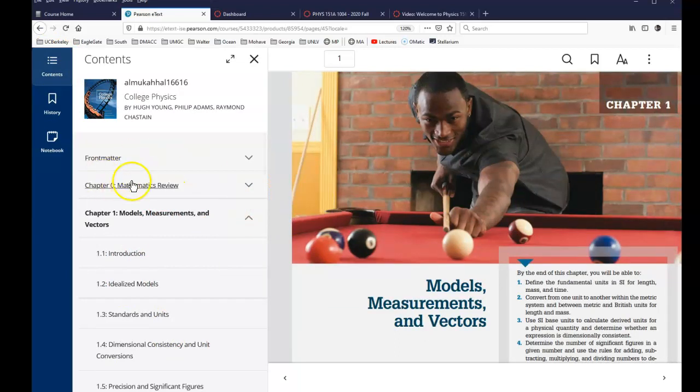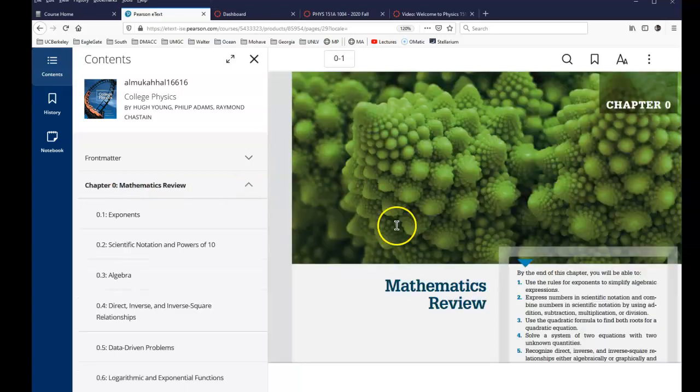table of contents. Chapter 0 right here is a math review. I'm not going to be covering it in our course, nor are you going to be tested on it. But it is optional for you. You can click there and look at those pages. It basically gives you all the math that you need for the entire textbook: algebra, trigonometry, an overview of all of that. So if you feel your math is not adequate, it would be a good idea for you to read that chapter.